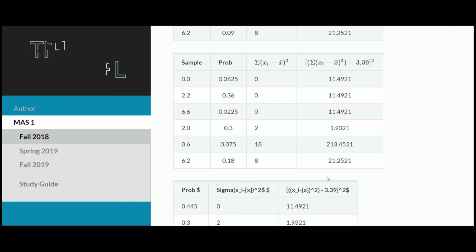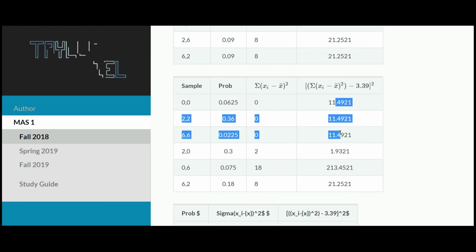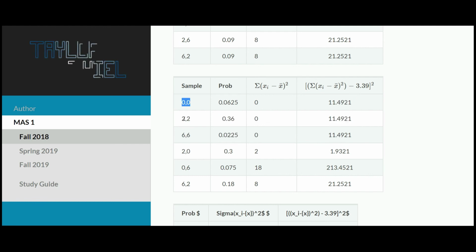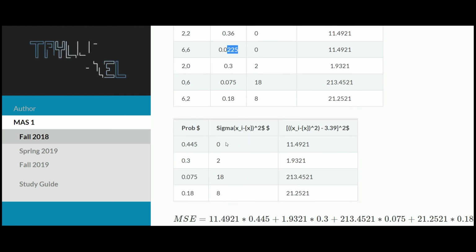And then finally, what you can do is also recognize these first 3 rows, although they are different samples, they all have the same value. And so once again we can say, well, what probability does 11.49 occur? Well, it's the same as just summing up these 3 probabilities. And so that's all we have here is 44.5%.